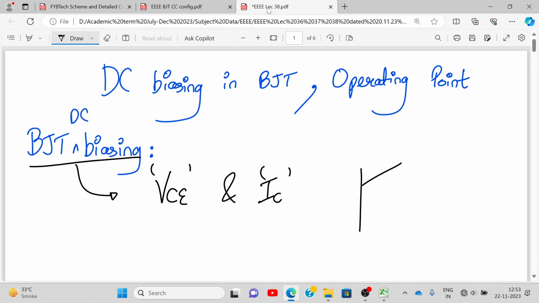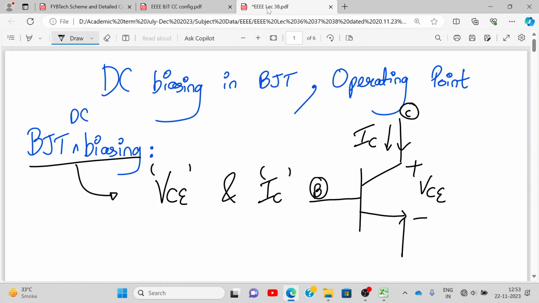See, if this is my transistor symbol, where do you show IC, collector current? Over here. Correct? Where do you show VCE? Over here. Oh, sorry. This is base terminal. This is collector terminal. This is emitter terminal. So, biasing means to bias the BJT so that it operates in the active region. And to operate in the active region it should be properly biased, and it will be possible only with IC and VCE. Now this I will explain with the help of output characteristics.